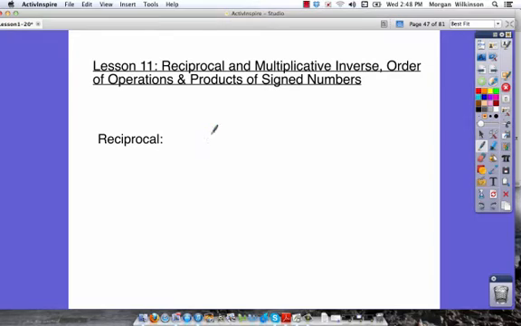If we have, let's say, the number 9, the reciprocal is going to equal 1/9. One way we can look at these numbers, 9 is really the same thing as 9 over 1. We're just switching the numerator and denominator to find the reciprocal. So the reciprocal of, let's say, 17, would be 1 over 17.